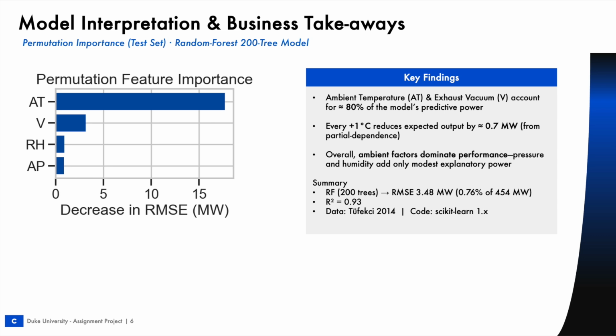Permutation importance on the test set shows temperature plus vacuum explain about 80% of prediction power. A partial dependence curve indicates each 1 degree rise trims roughly 0.7 megawatts. Summary: random forest, 200 trees. RMSE 3.48 megawatts. R squared 0.93. Data from Tufekci 2014. Code in scikit-learn.